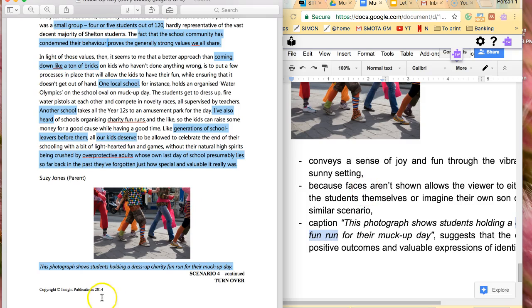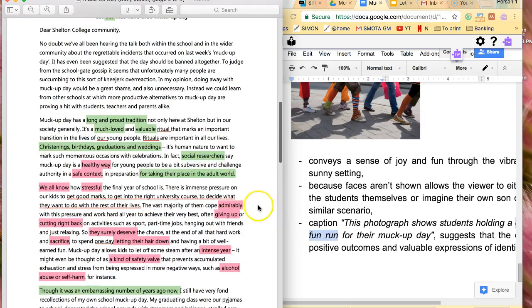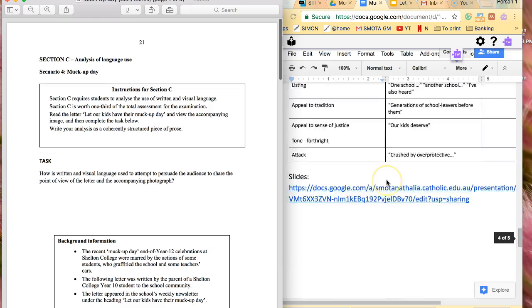And she's also suggesting, when she says the dress up charity fun run, this could lead to a really good community outcome and could be good for the school, which has generally strong values. So again, preserving those. Right, I'm going to leave that there.